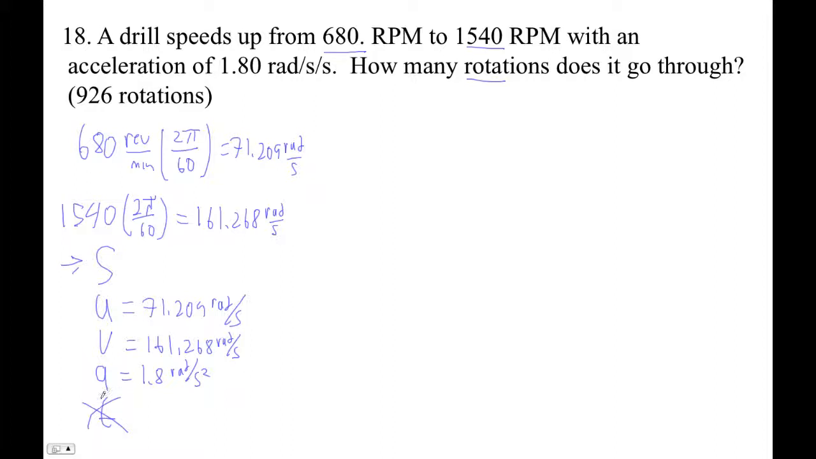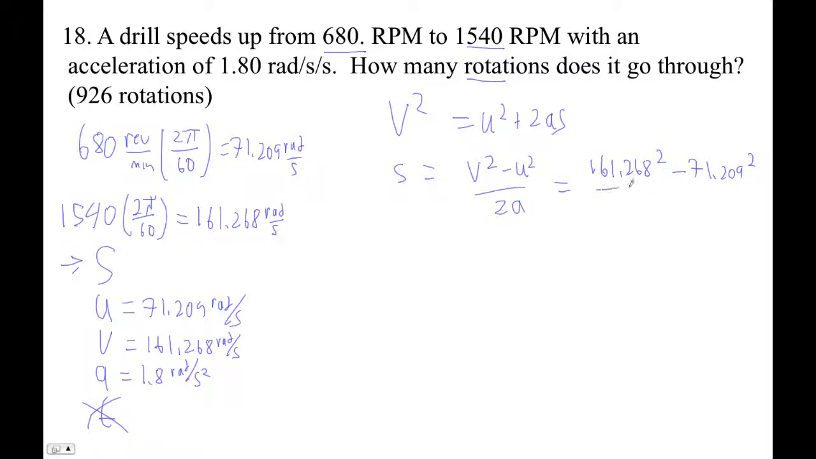Okay, so let's see. I think we want to use no T, right? So we're going to use V squared equals U squared plus 2AS. And then S is V squared minus U squared over 2A. Right, so that is 161.268 squared minus 71.209 squared divided by 2 times 1.8.